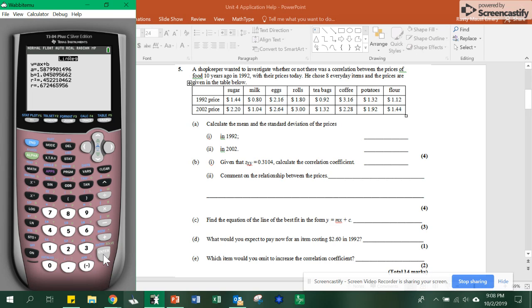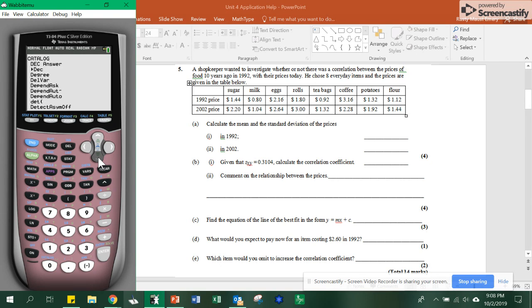Now, remember, my screen shows me a, b, r squared, and r. Those are the 4 things that you should see on your screen. If you don't see all 4 of those things, remember, you need to hit second and then 0. Second and then button 0 takes you to the catalog. You need to scroll all the way down to where it says DiagnosticOn. It's going to scroll. We're still scrolling.